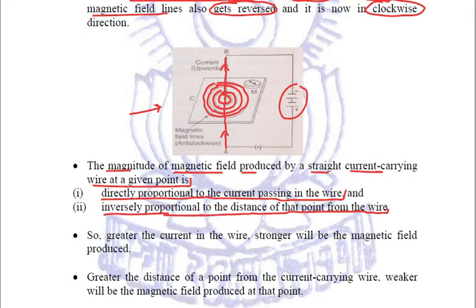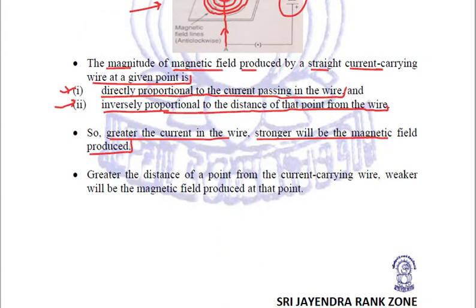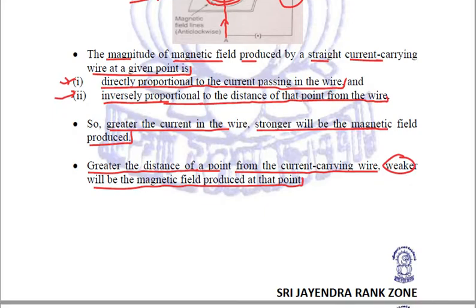So based on these two points we can relate that greater the current in the wire, stronger will be the magnetic field produced, and in case of distance, greater the distance of a point from the current carrying wire, weaker will be the magnetic field produced at that point. Got it?